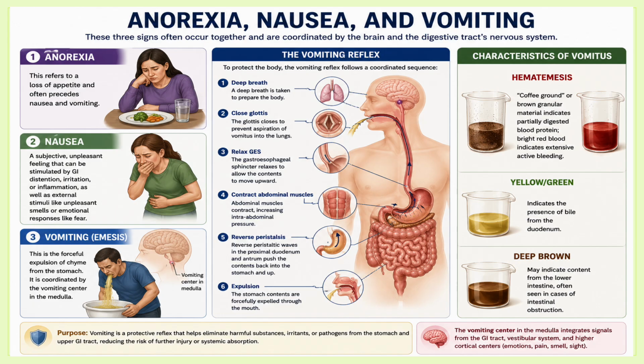Now, we can learn a lot about the patient's condition by examining the characteristics of the vomitus. I know it sounds horrible, right? You've got to look at the vomit, assess it, see how much it is, what it looks like, what the color is, what it smells like. So hematemesis, it refers to what? Hemat-emesis, right? Blood in the emesis.